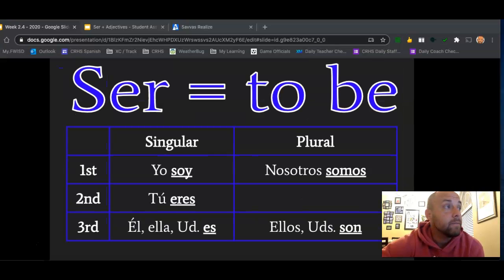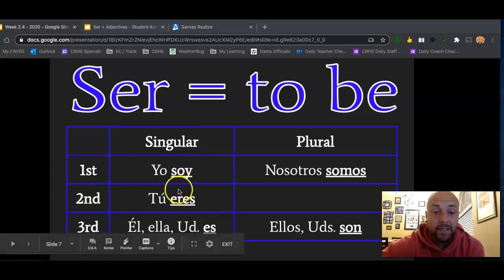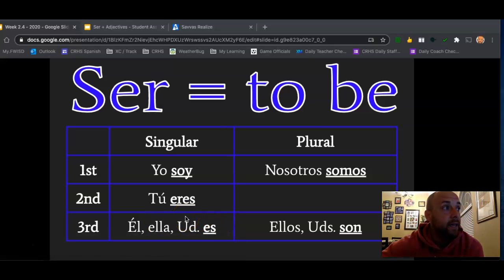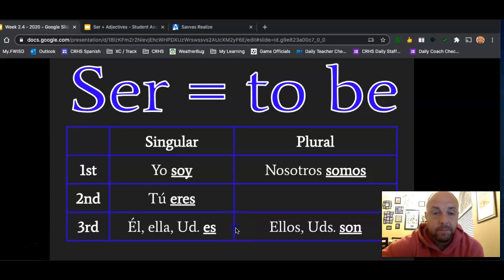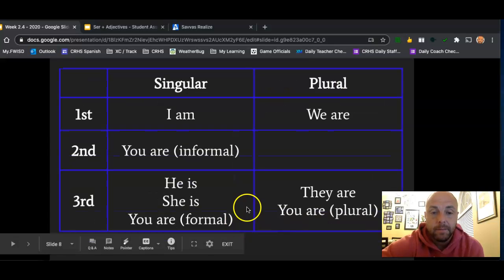Spanish, however, here's how our forms of ser in Español. Yo soy, I am. Tú eres, you are. Él es, ella es, or usted es, he or she is. Nosotros somos, we are. And ustedes or ellos son, they are. Again, the 2 forms we're worried about today for today's assignments are yo soy and él or ella es. And there it is, just spelled out.